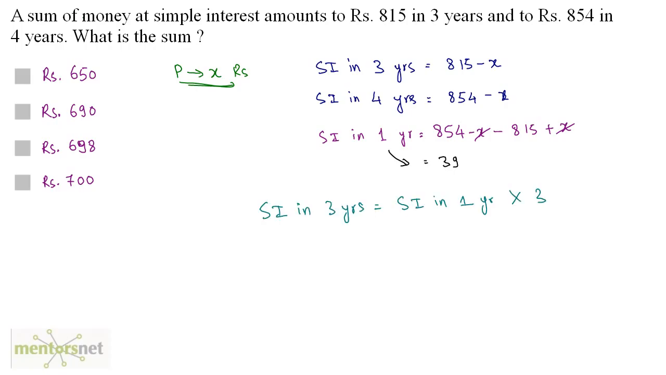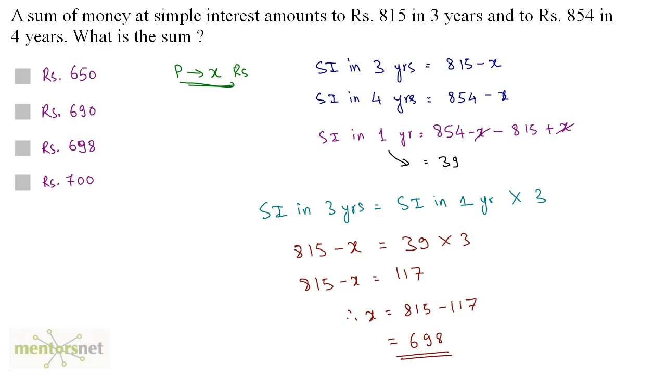Now simple interest obtained in 3 years will be equal to the simple interest obtained in 1 year times 3. So simple interest in 3 years is actually 815 minus X is equal to 39 times 3. Right. So we have 815 minus X is equal to 117. Therefore X is equal to 815 minus 117, and that's equal to 698. Now we have found out the value of X, but what was X? X was the principal amount, and that's what has been asked. So the sum is 698 rupees, option C.